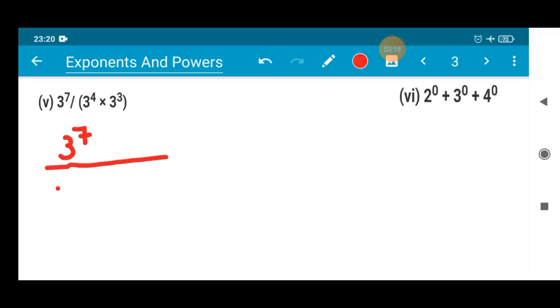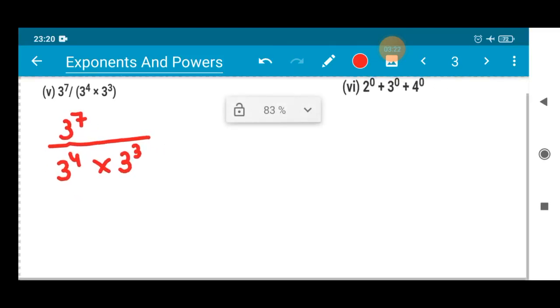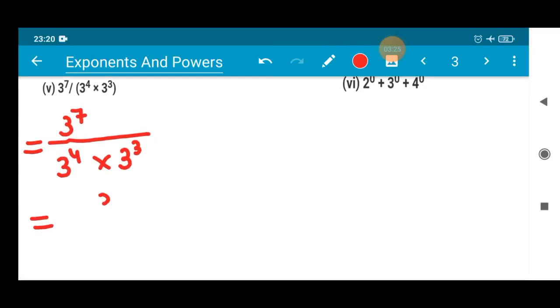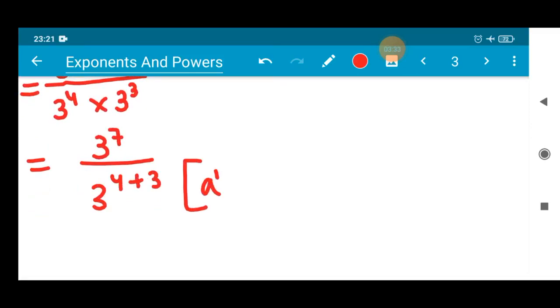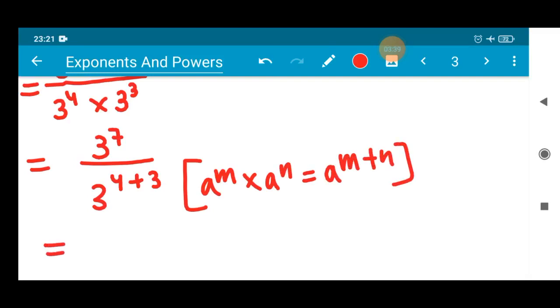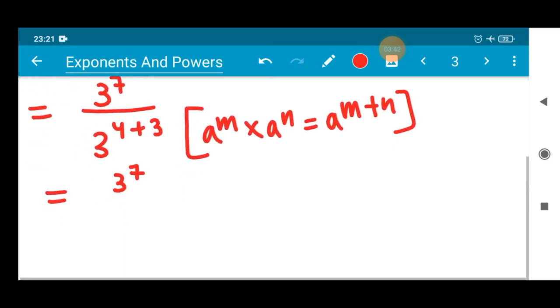3 to the power 7 divided by 3 to the power 4 into 3 to the power 3. Very easy one. Just use the rule. Basically 3 to the power 4 into 3 to the power 3 can be written as 3 to the power 4 plus 3, which means a to the power m into a to the power n is equal to a to the power m plus n. This is the rule, right? So 3 to the power 7 divided by 3 to the power 7, this can be deducted.